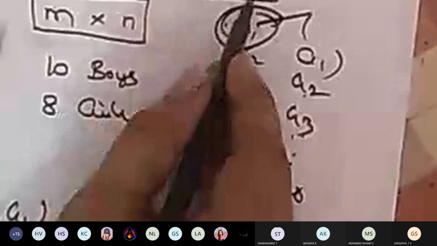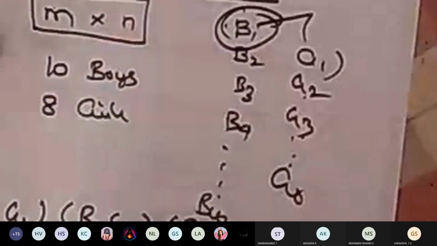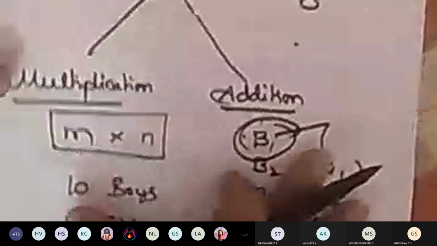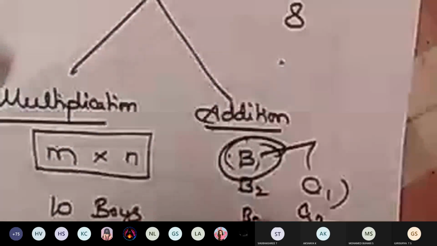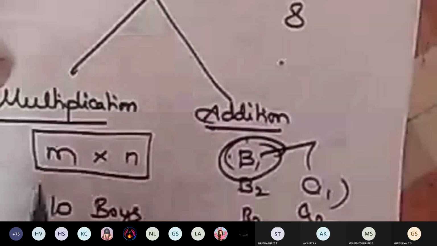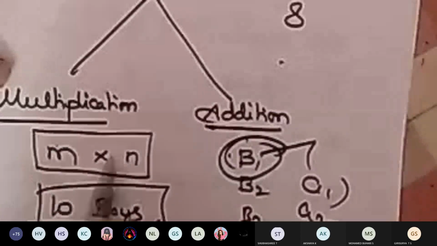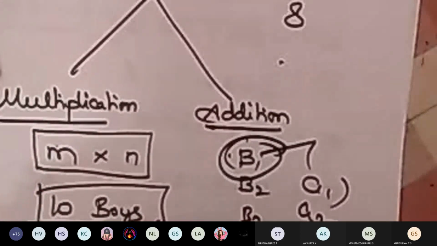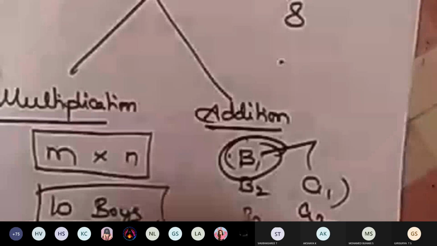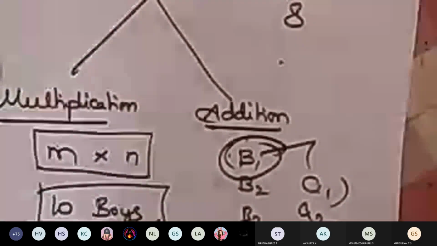So I told you one more thing, the fundamental principle of addition. It's a straightforward one, a simple example. Take the same example: there are 10 boys and 8 girls. A teacher wants to select either a boy or a girl to represent the class in a function. How many ways can the teacher make this selection?